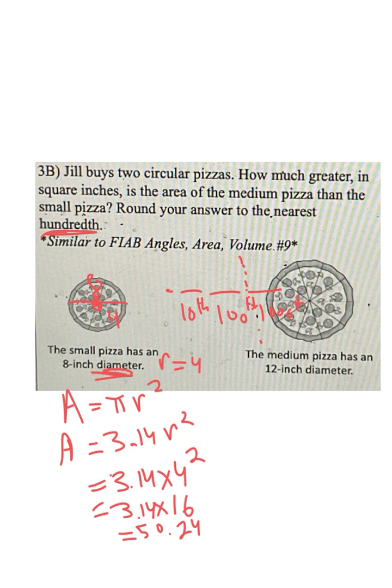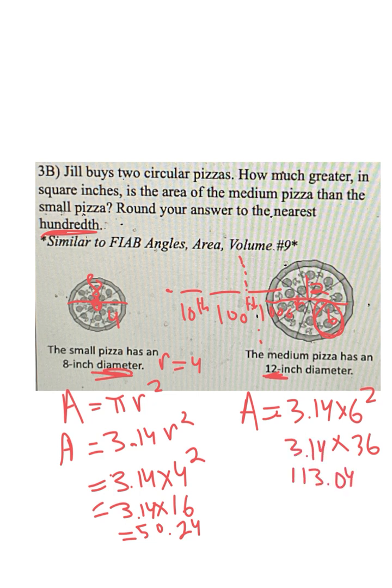The small pizza. The big pizza has a diameter of 12 inches, so then the radius is 6. So I'm going to do the same thing. Area is equal to, let's use 3.14 times our radius, 6. So it's 6 to the power of 2. That means 6 times 6, so it's going to be 3.14 times 36, and that gives me 113.04.